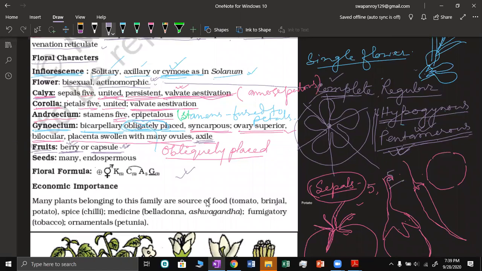Berry is a fleshy fruit. Means they have flesh. The ovary wall, the fruit wall, is very thick, fleshy. Okay, and when they mature, they dry also. Then also it will remain fleshy, soft. So in most of the cases the fruit is like this. Seeds are many and endospermic or endospermous. This term is also known as albuminous.